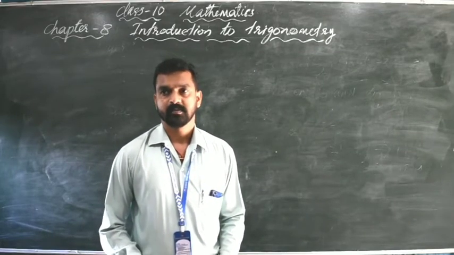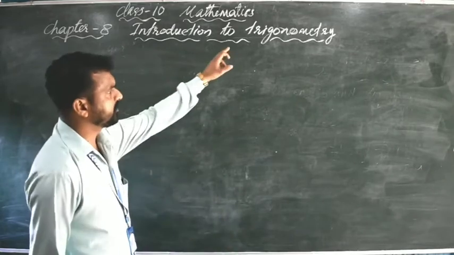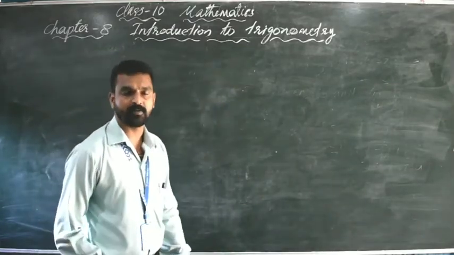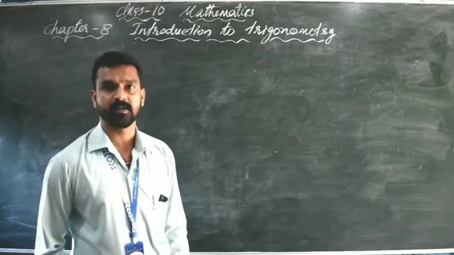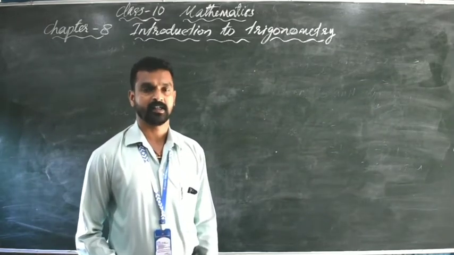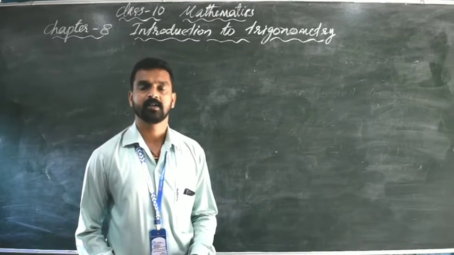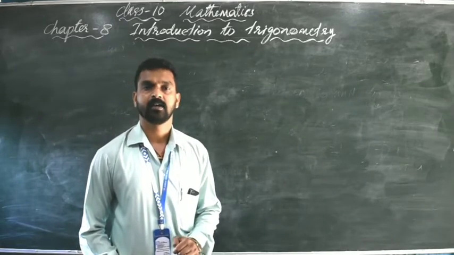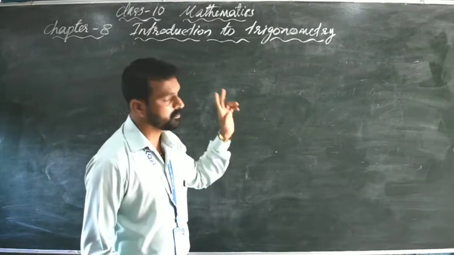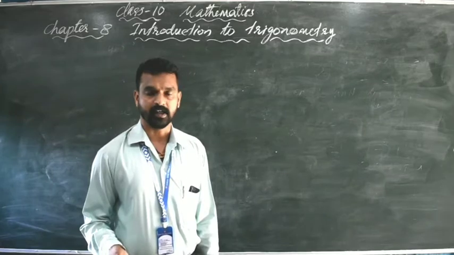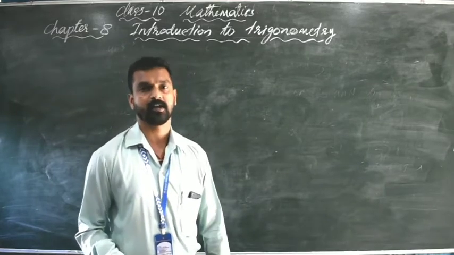Okay, now what is meant by trigonometry? It is the branch of mathematics which deals with the sides and angles of a right angled triangle. Sides and angles of a right angled triangle. Or this trigonometry we use to find out the height of a building or width of a river, etc.